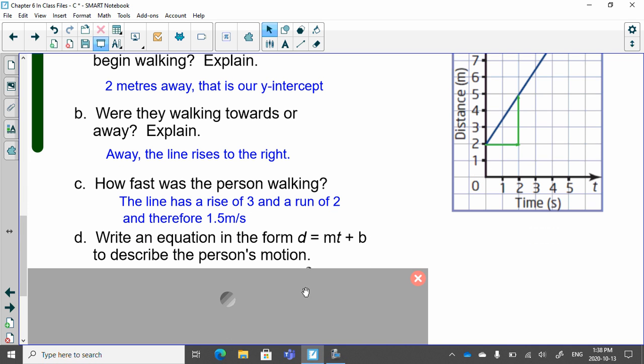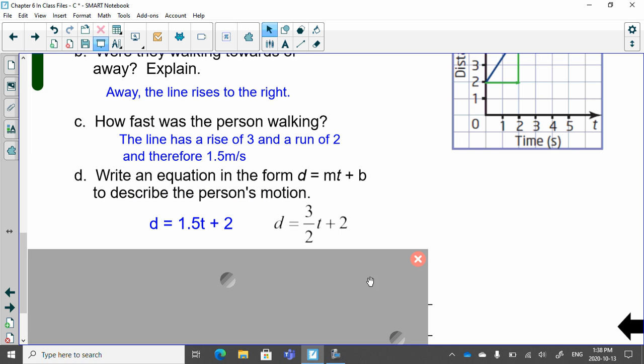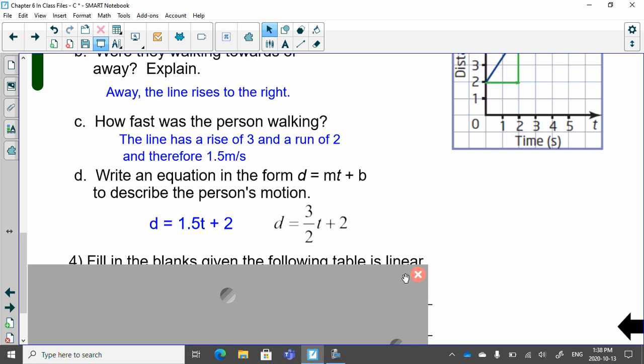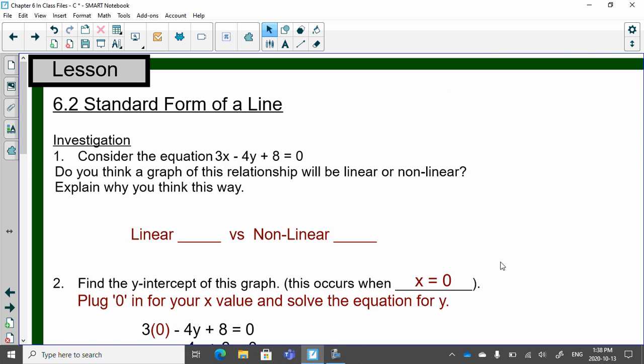So I put d is equal to 1.5t, that's my m, plus 2 is my b. Now, if you wanted to, you could put 3/2 in this equation, that's fine, but know that 1.5 and 3/2 are the exact same. Okay? And then lastly, that's the last one I'm going to do. So that's just kind of getting us off on the right foot. And now we're going to go in.